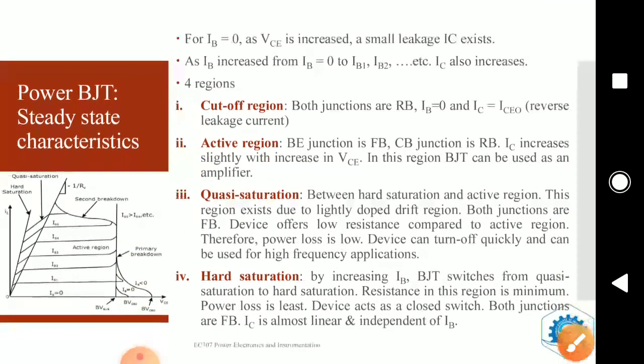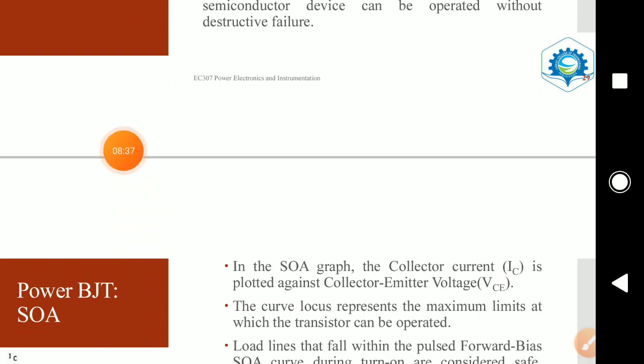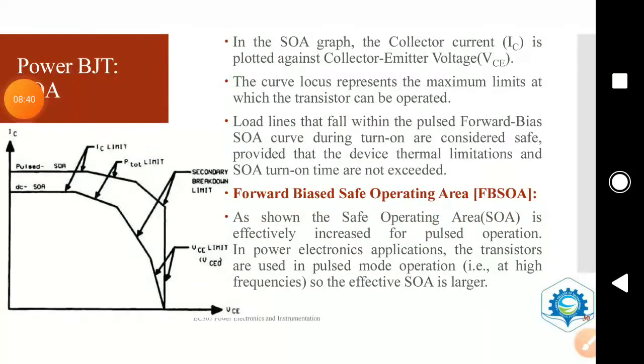The next term that we need to study is the safe operating area. The safe operating area is defined as the maximum voltage and current that the power semiconductor can be operated in without any failure occurring. Okay, so that is the safe operating area. It is the maximum voltage and current that can be applied without any destruction of the particular power BJT. You have the safe operating area for the forward biased as well as the reverse bias condition.